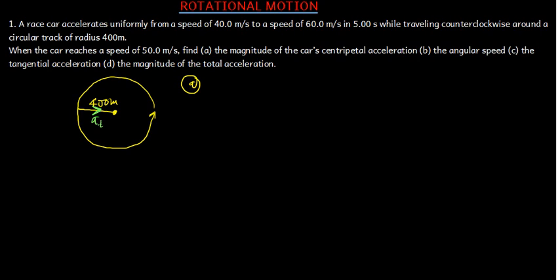So centripetal acceleration is actually equal to velocity squared divided by r. The centripetal acceleration is sometimes called the radial acceleration. So the velocity at this instant is 50 squared divided by the radius, which is 400, and that is going to give us 6.25 meters per second squared.